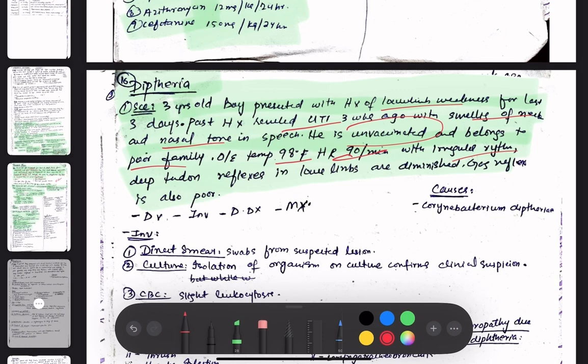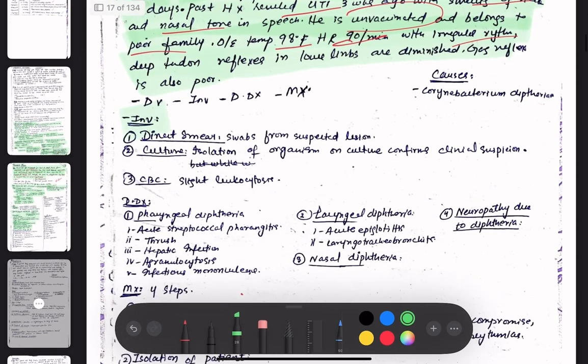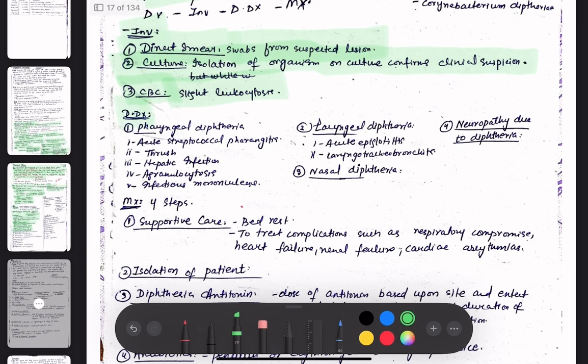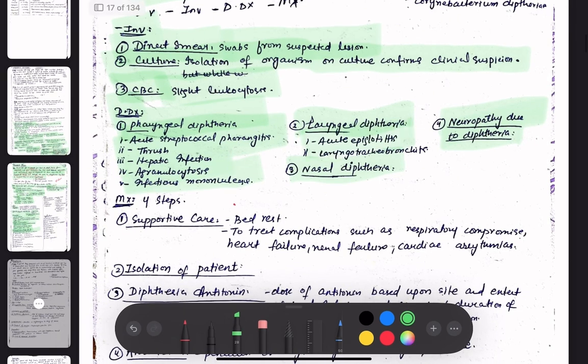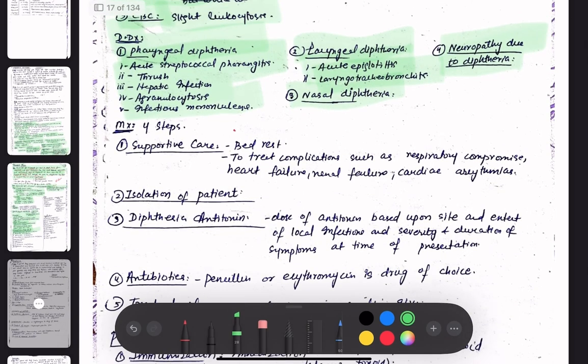Okay, so this is diphtheria, and the investigations that are done are a direct smear, that is swabs from the suspected lesions are taken, and culture is done, that is the isolation of the organism on culture confirms the clinical suspicion, and CBC is done, which shows slight leukocytosis. The differential diagnoses of diphtheria are pharyngeal diphtheria, laryngeal diphtheria, neuropathy due to diphtheria, and nasal diphtheria. In pharyngeal diphtheria, we have acute streptococcal pharyngitis, thrush, herpetic infection, agranulocytosis, and infectious mononucleosis. In laryngeal diphtheria, we have acute epiglottitis and laryngotracheobronchitis, and the rest are nasal and neuropathy diphtheria.